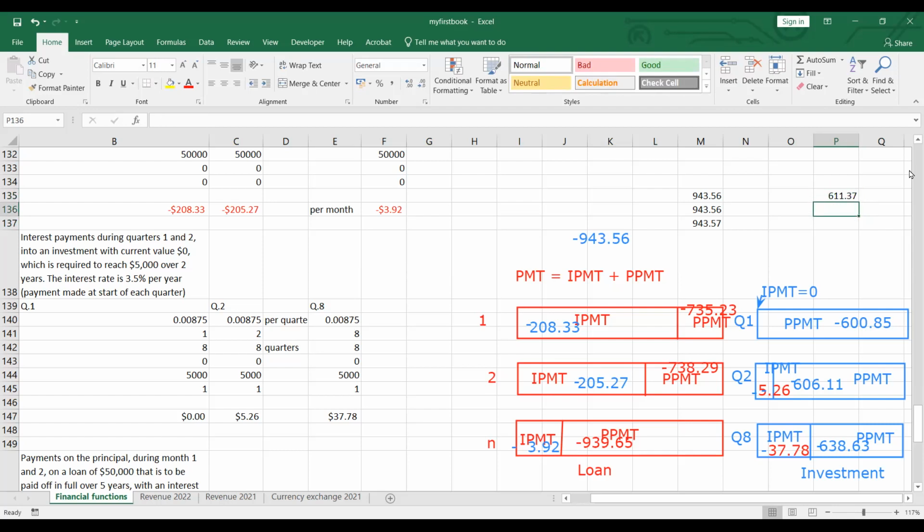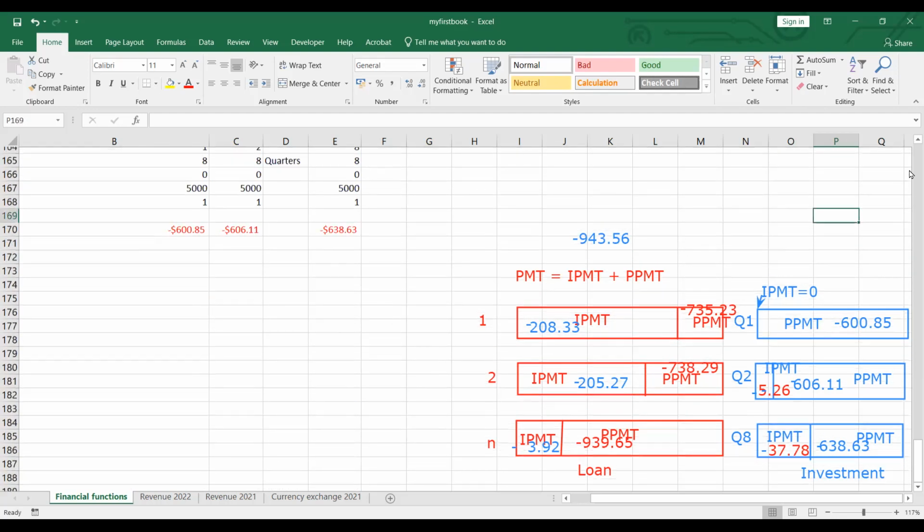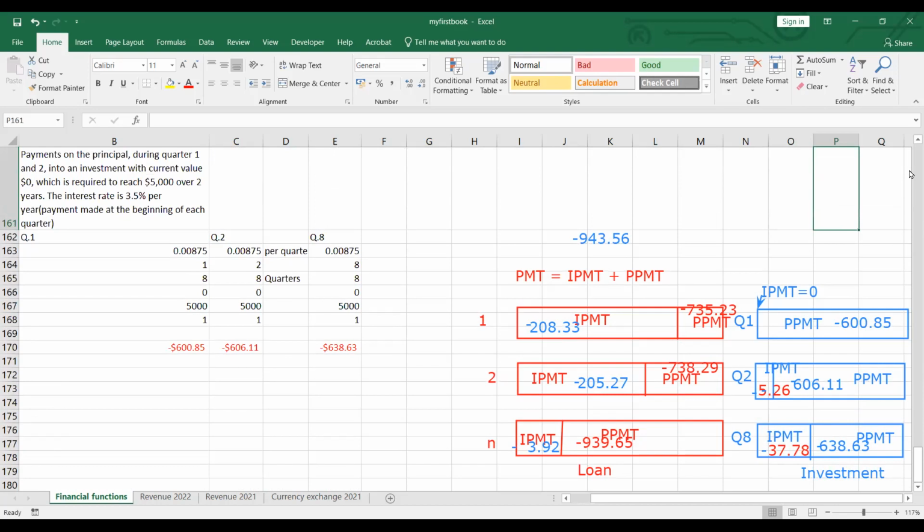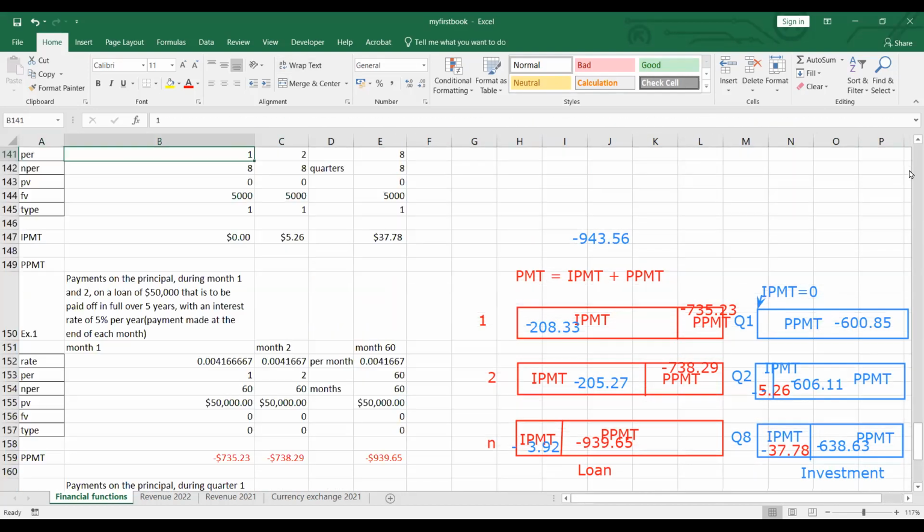Okay, let me just do this one. Let me see this one a bit. Oh, it must be minus, because in this one the IPMT is the positive one. It is positive, so that means on quarter 1, it is 685 plus 0.